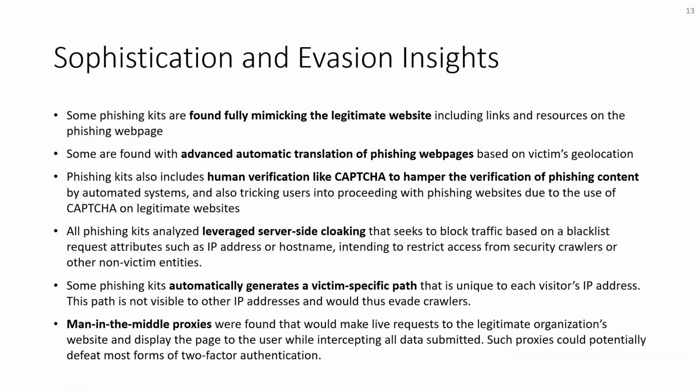Phishing kits also include human verification like CAPTCHA to handle the verification of phishing content by automated systems like maybe Google web browsing, and also tricking the users into proceeding with phishing websites due to the use of CAPTCHA on legitimate websites. And all phishing kits analyzed actually leverage server-side cloaking that seeks to block traffic based on the blacklist.